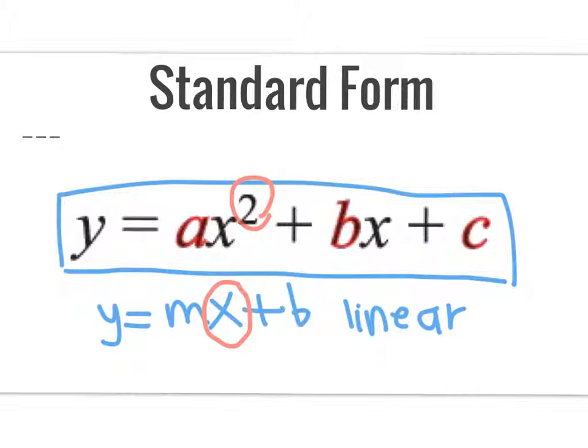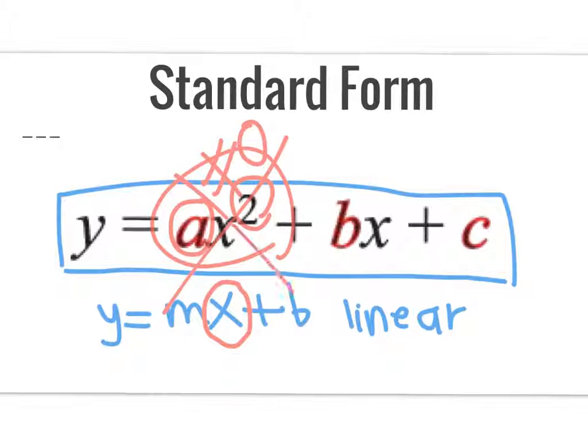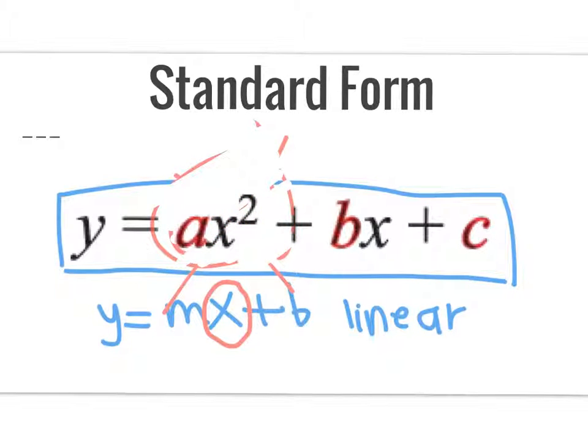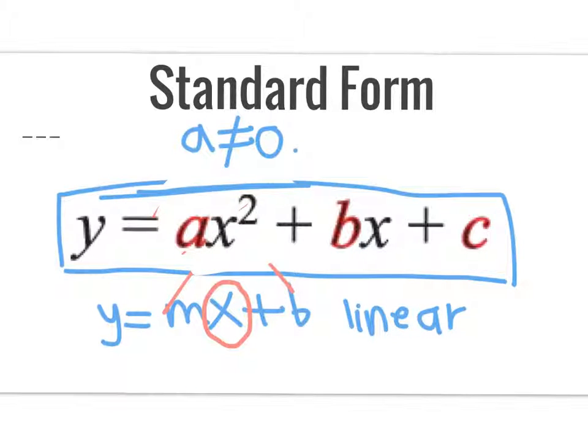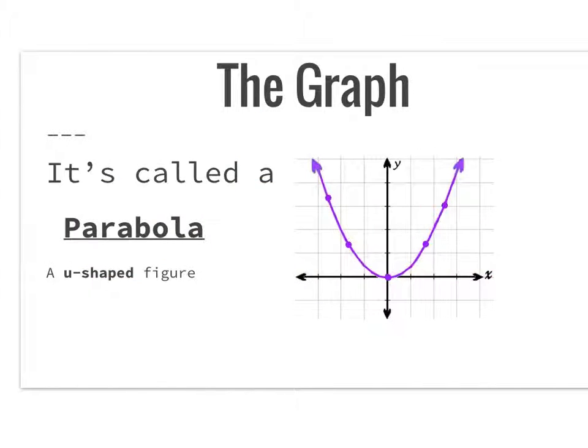Another important thing is that this a cannot be 0. It cannot be 0 because if it's 0, then this whole term disappears, and it just looks like bx plus c, which would actually end up being a linear function. So it's really important to notice that a cannot be 0. It could be negative, it could be positive, but it just cannot be 0. Let me write it down so you will remember. Alright. Next, the graph.